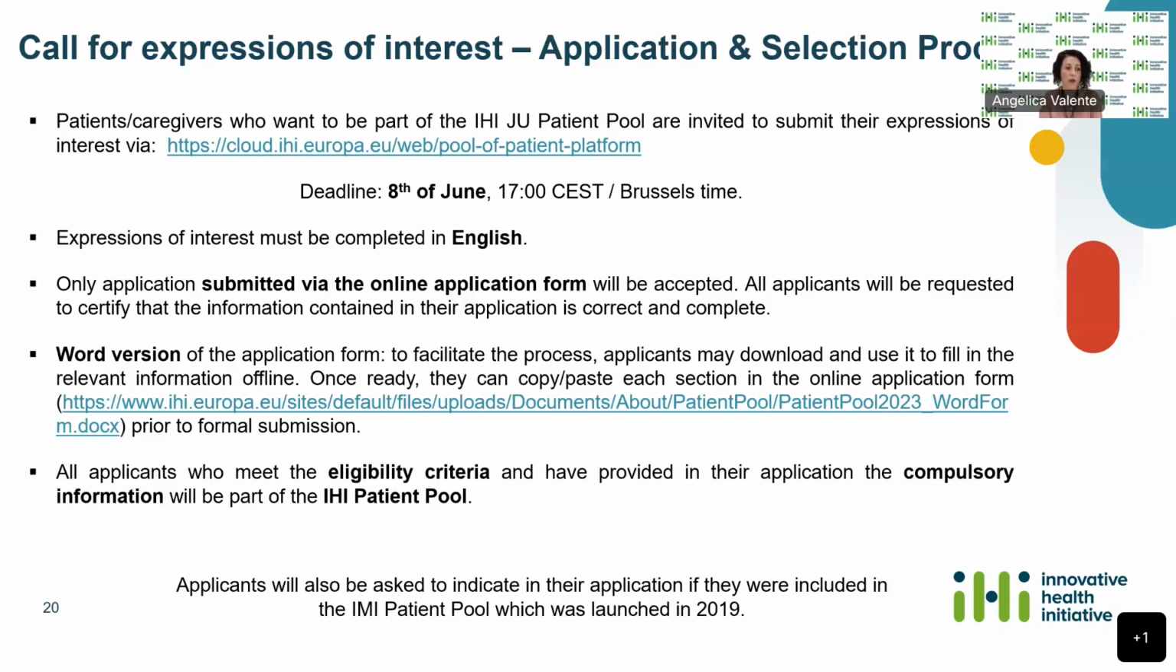We created a Word version of the application form. So what would you do in practice? You have to download and use this Word version to fill in the relevant information offline. So you can save this document on your computer and work at your own time. Once ready, you can copy and paste each section in the online application form prior to the formal submission. But please do not submit the Word version by email because the application will be disqualified.